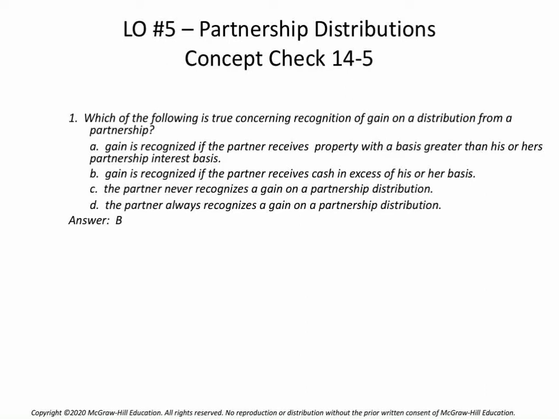So again, we need two things. We need either cash or securities, and we have it here by receiving cash. And it also has to be in excess of the basis. So if it's not in excess of the basis, we can run that calculation and decrease basis by the amount of the distribution.